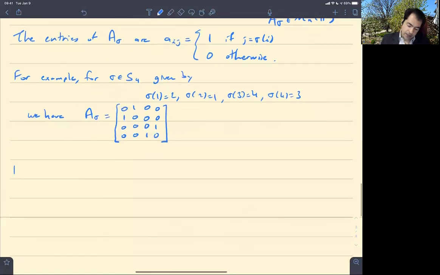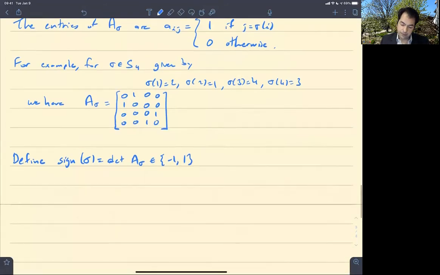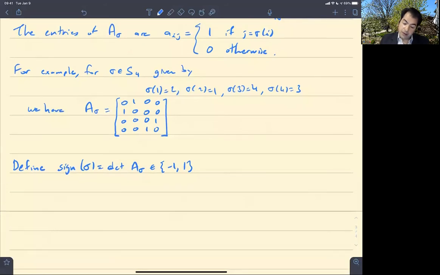Okay, now define the sign of a permutation to be the determinant of the associated matrix. Okay? So this is either -1 or +1. Why? Because the matrix A sigma is just obtained from the identity matrix by putting the columns in a different order. So you can use column swaps to get to the identity. Every column swap changes the determinant by a sign. So you're going to end up with either a +1 or a -1.